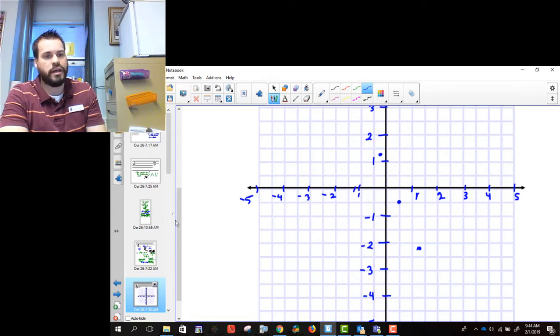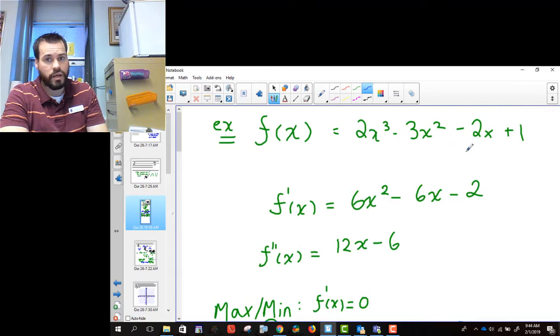That's all the information I have in terms of points, although if you go back, you can get the y-intercept, because the y-intercept is just when x is 0, right? So it's just 0 and 1. That's our y-intercept, so we can plot that as well.